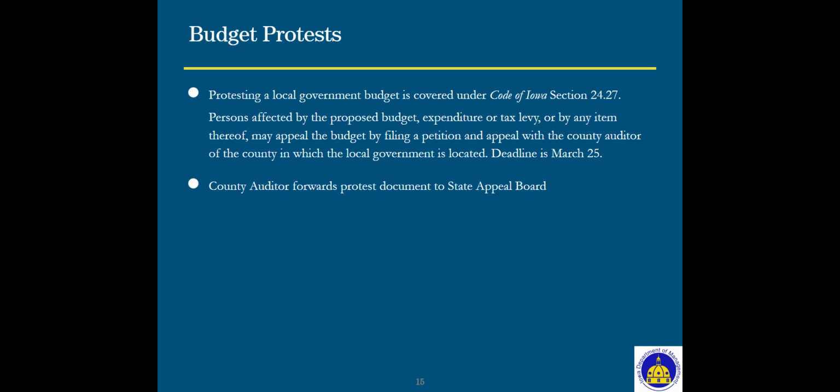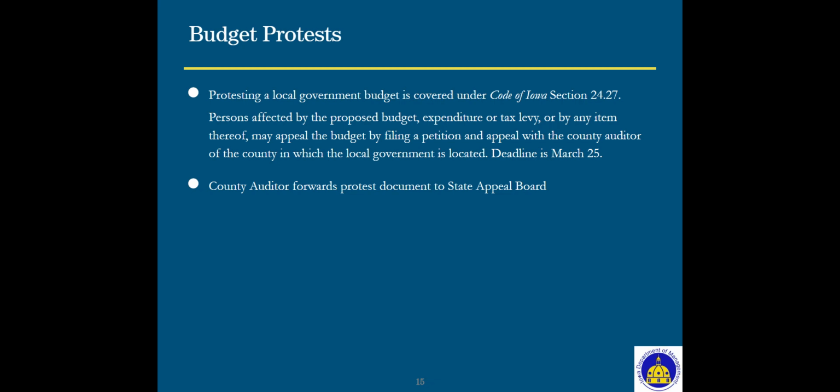So, the number of signatures that are required in that petition varies dependent on a calculation of who voted for the governor in the last election. So it's a statutorily provided number of signatures. Again, this can happen. It is something to be aware of.